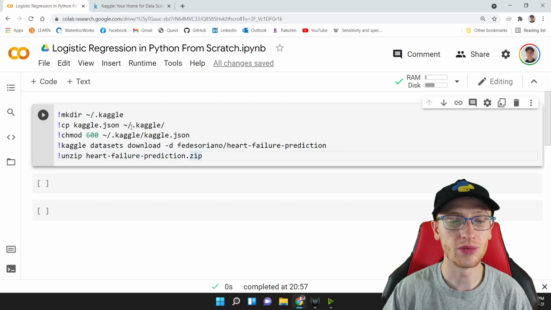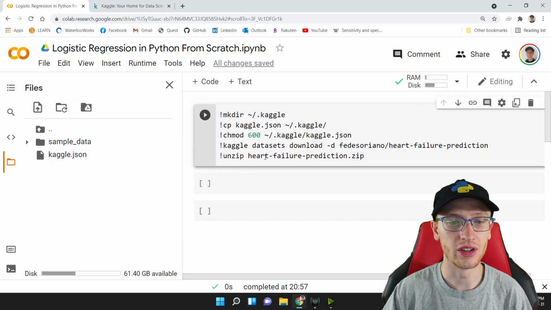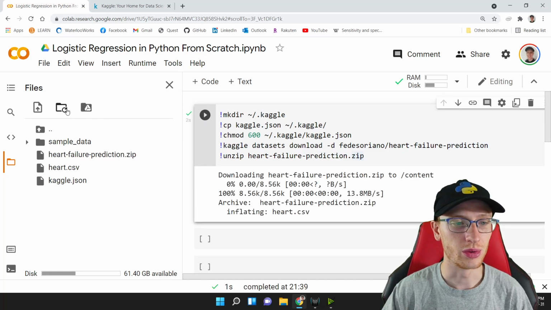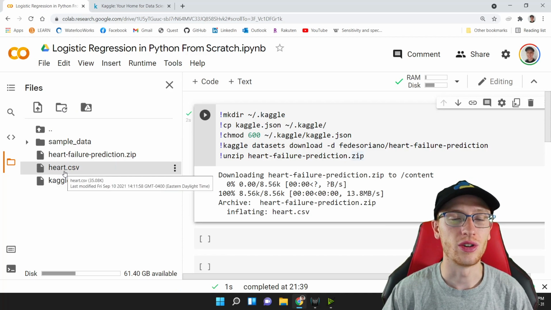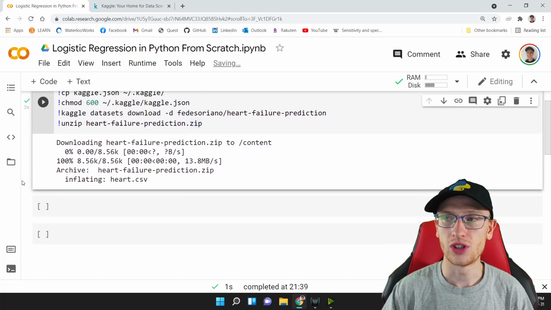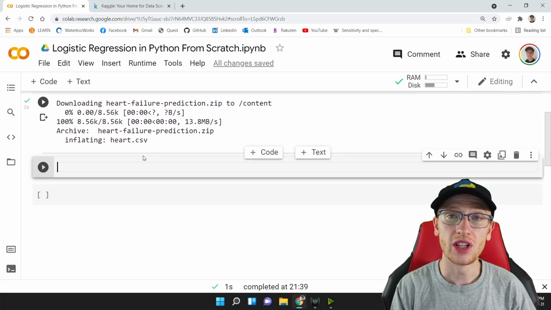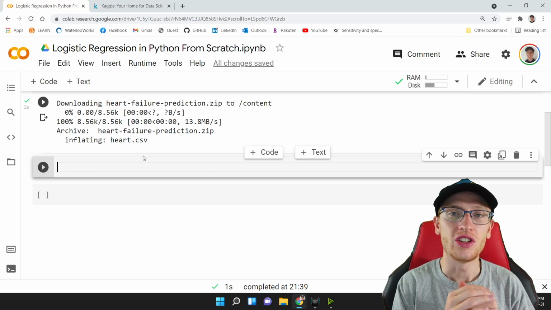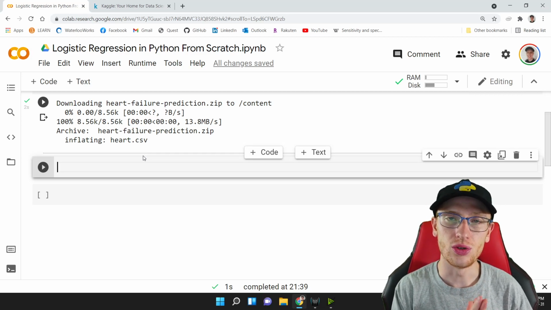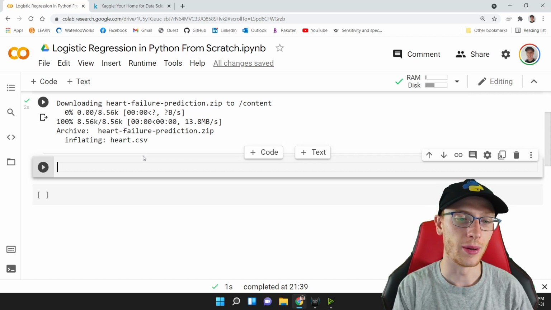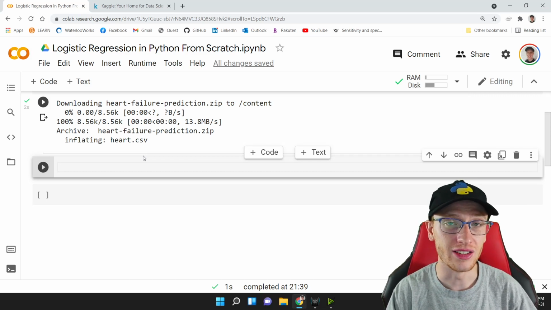And then that makes a zip file, or that would place a zip file here called heart failure prediction.zip. We unzip that, and if I run all of this at the same time, we will see it did all of that for me. And it unzipped to get a file called heart.csv, which we can import with pandas in the usual way. Now, I will say at this point that technically, you do not need to have watched the previous two tutorials or anything else because this is a standalone idea.